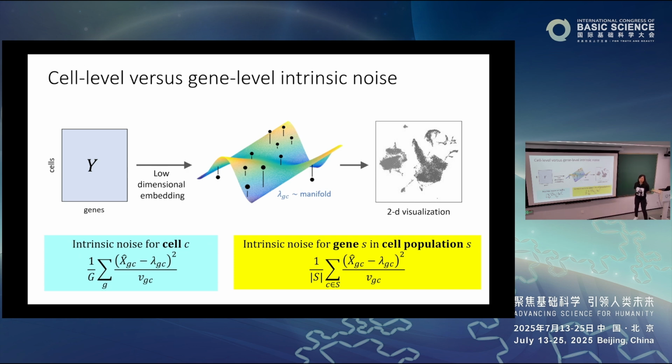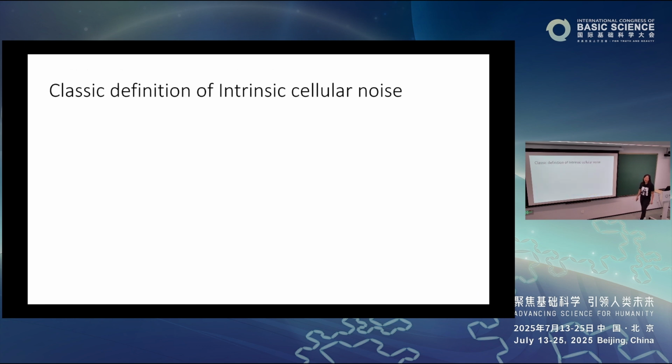So we said, okay, we have this measure. How do we convince biologists that it is meaningful? Because it's a mathematical quantity. When you say manifold and things like that, it's very hard to convince biologists that this is something they should care about. So we went back into the literature to look for classic definitions of intrinsic cellular noise.